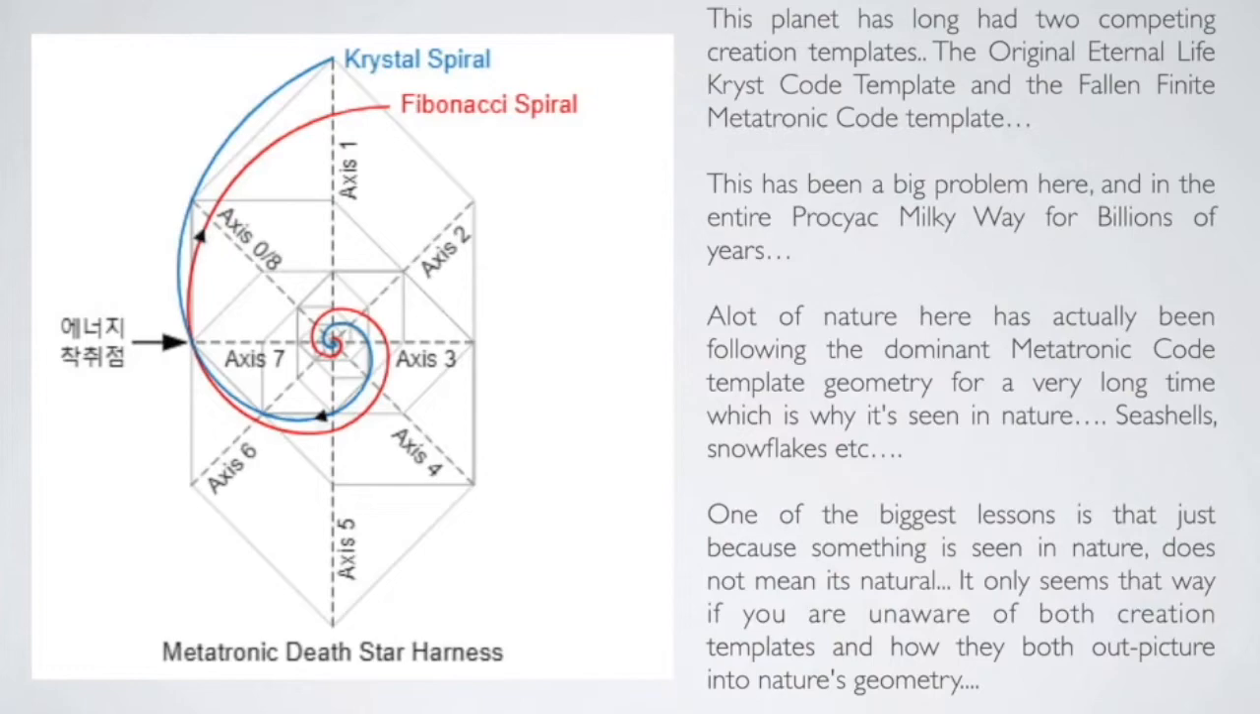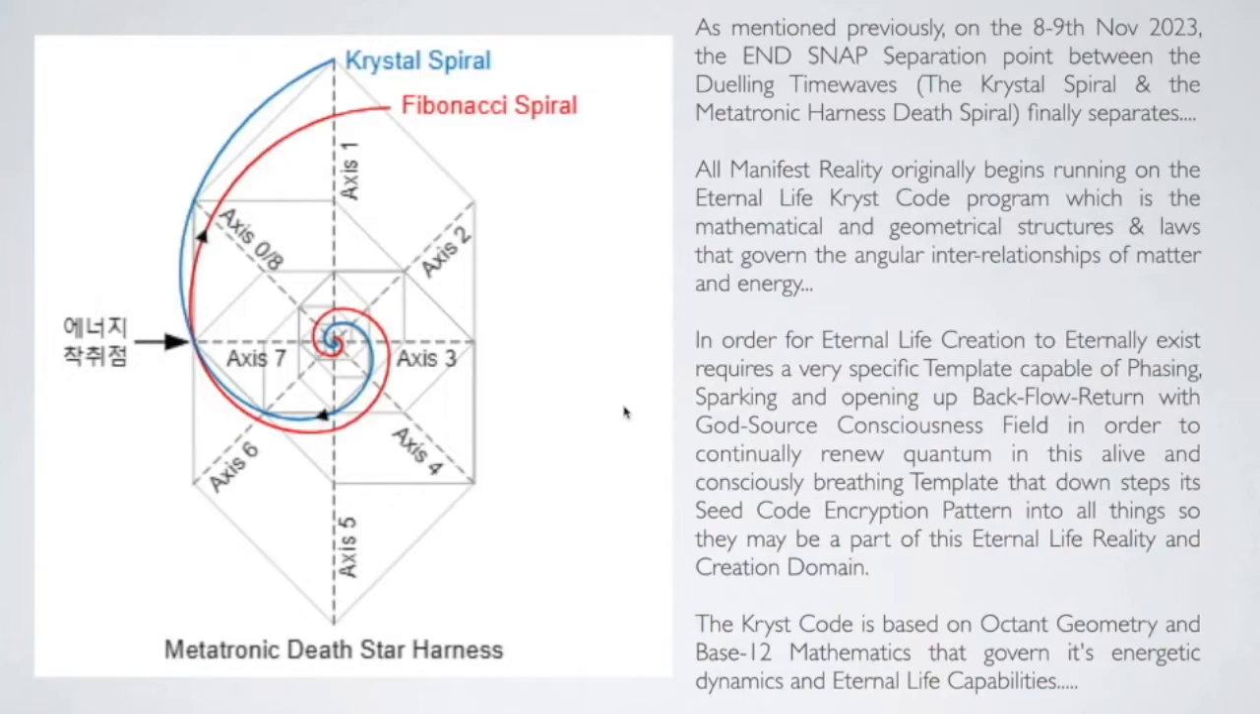A lot of nature here has actually been following the dominant Metatronic code template geometry for a very long time, which is why you can see it in nature in things like seashells and snowflakes. If you just Google images of snowflakes, you can see that it's following the Metatronic code template, i.e. increments of 60 degrees. So one of the biggest lessons is that just because something is seen in nature does not mean it's natural. It only seems that way if you're unaware of both creational templates and how they both outpicture into nature's geometry. The Kryst code is based on octant geometry and base 12 mathematics that govern its energetic dynamics and eternal life capabilities.